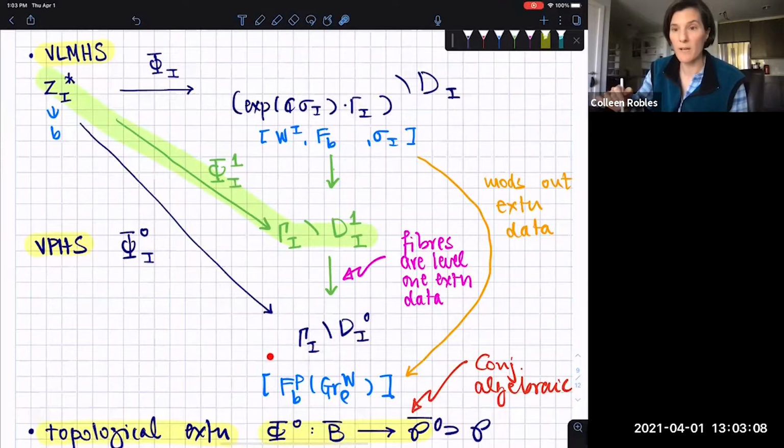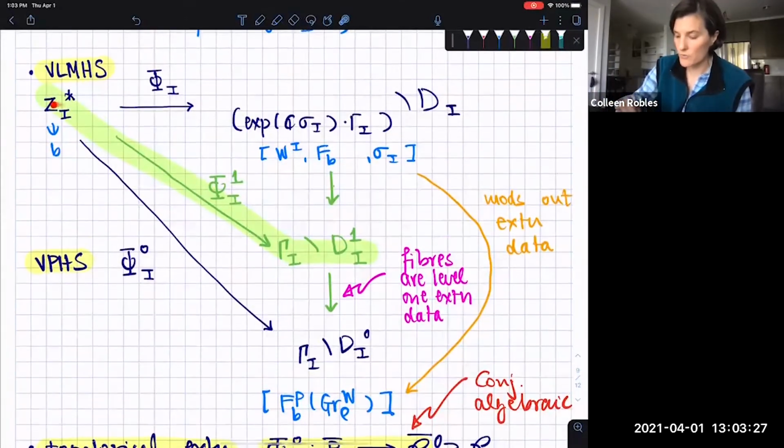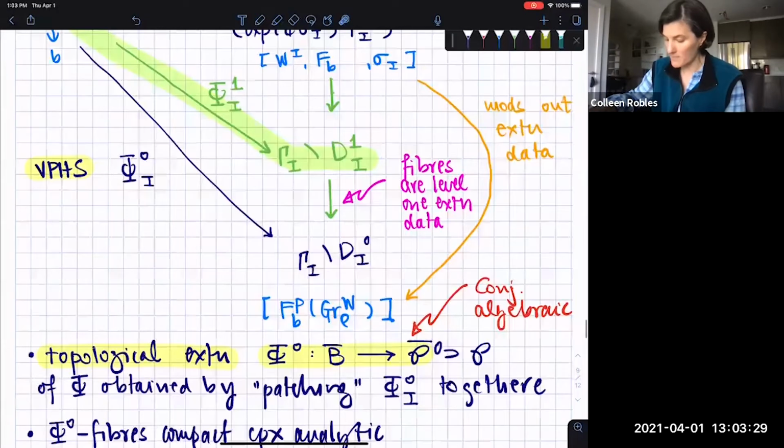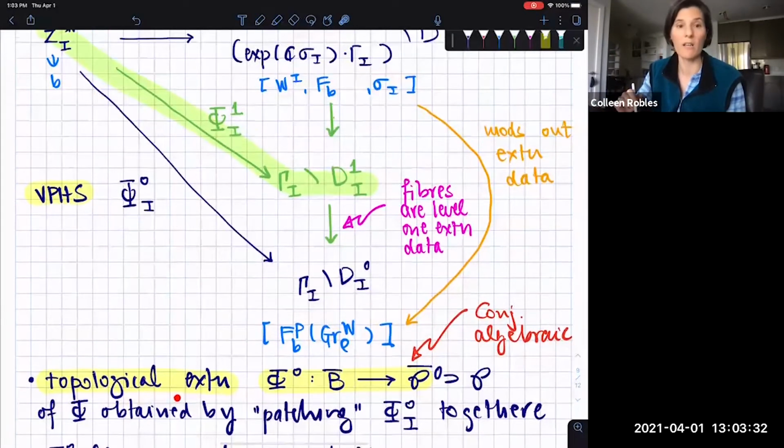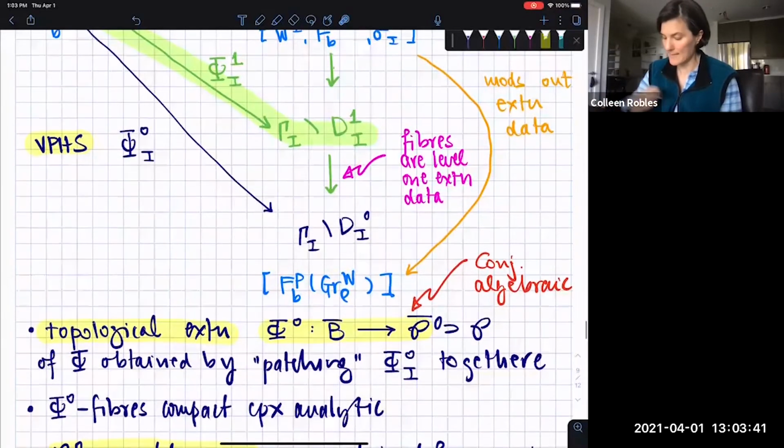And we start by looking at compact analytic varieties that are realized as fibers of these maps. Now, what I said is not quite correct because this map is not necessarily proper. It does not necessarily have proper fibers. But there's a way to take these maps on all the strata and patch them together into what you might call a topological extension of the period map and just call it phi naught. Okay, so I won't go into that again.